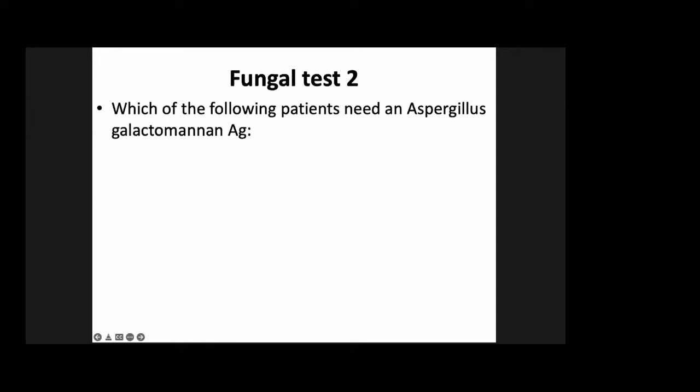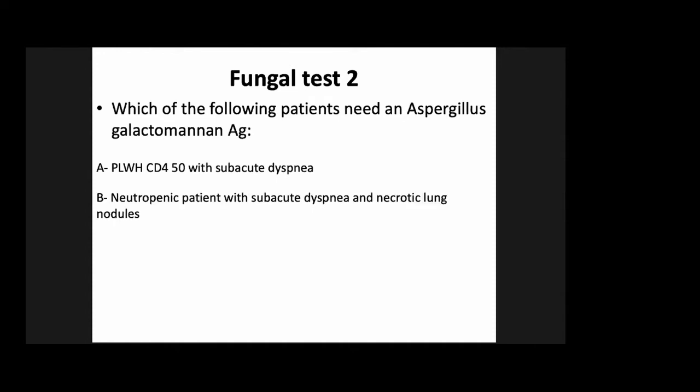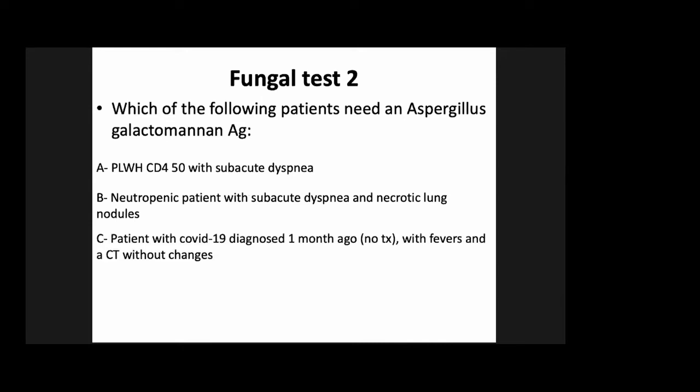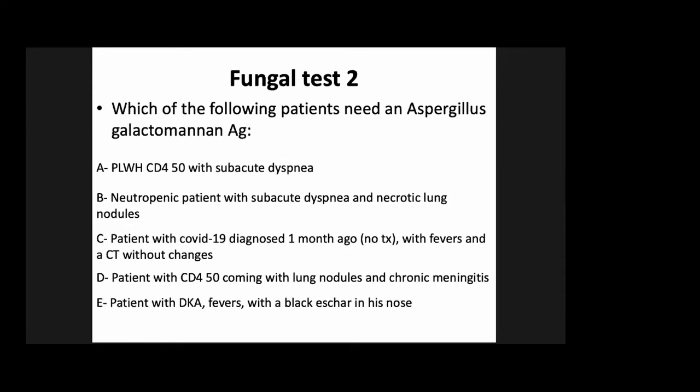Which of the following patients needs Aspergillus galactomannan antigen? A patient living with HIV with a CD4 of 50 with subacute dyspnea; a neutropenic patient with subacute dyspnea and necrotic lung nodules; a patient with COVID-19, no treatment, but with fever, sensitivity without changes; a patient with HIV coming with lung nodules and chronic meningitis; or a patient with DKA, fevers, with a black scar in his nose.